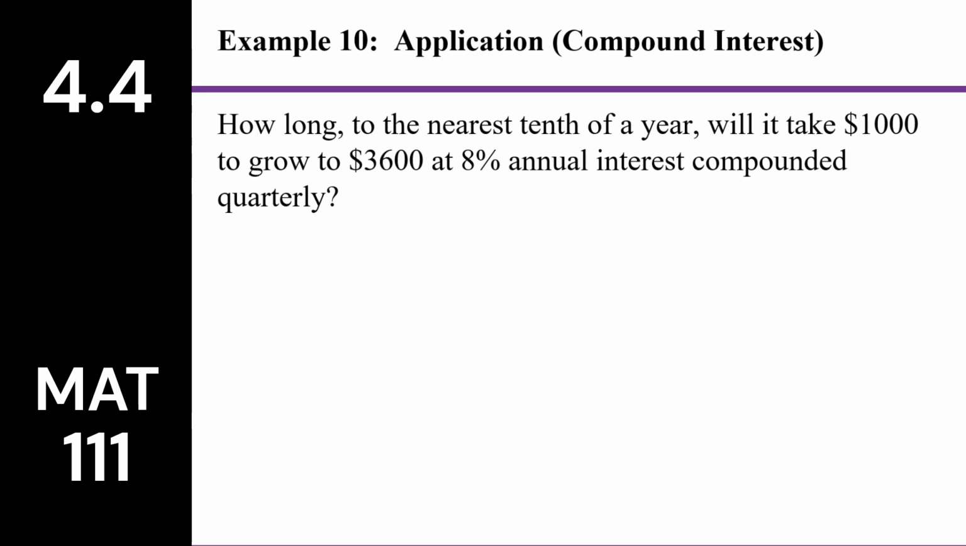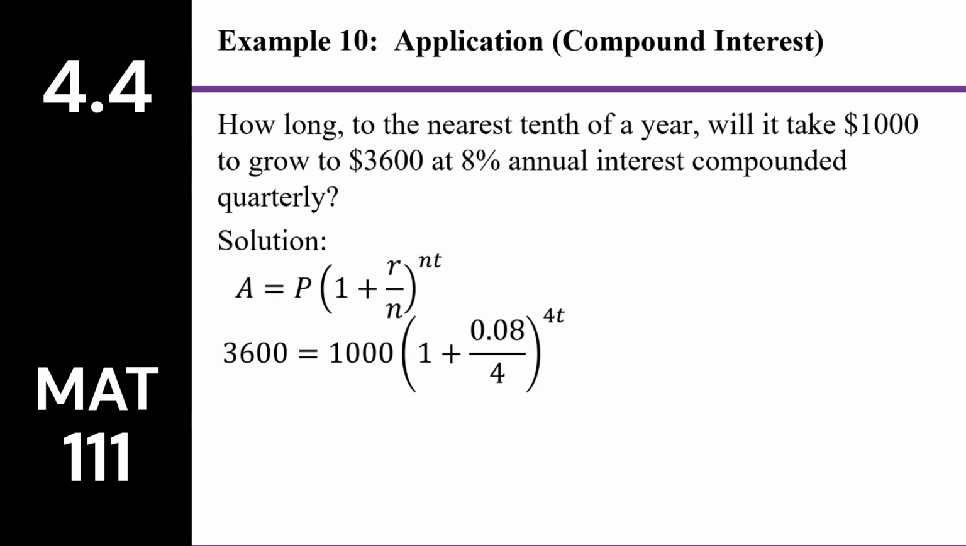Now we'll work on an application problem. How long, to the nearest tenth of a year, will it take $1,000 to grow to $3,600 at 8% annual interest compounded quarterly? Recall our compound interest formula. We substitute in all the values. The $3,600 is the future value. P is the principal, the present value, which is $1,000. The interest rate r is written as a decimal, so 0.08. And n is the number of compounding periods per year. Since this is compounded quarterly, both occurrences of n will be 4. And t is unknown because that is the number of years. That's what we're trying to solve for.